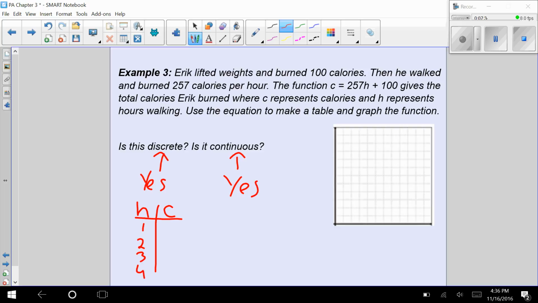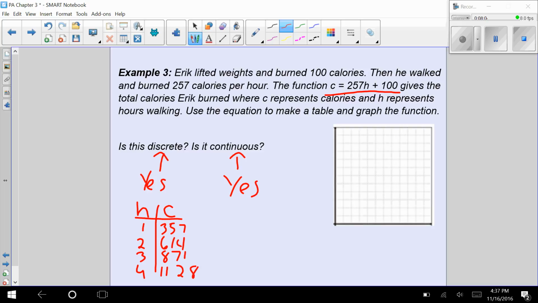If he works out for 1 hour, 257 times 1 plus 100 will give us 357. If he works out for 2 hours, 257 times 2 plus 100 gives us 614. If he works out for 3 hours, 257 times 3 plus 100 makes 871. And if he works out for 4 hours, 257 times 4 plus 100 gives us 1,128.